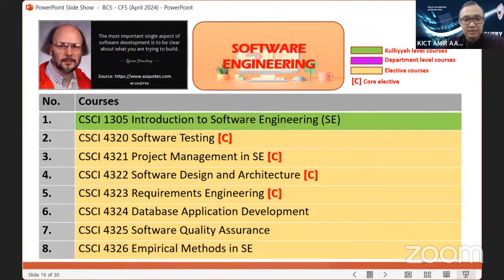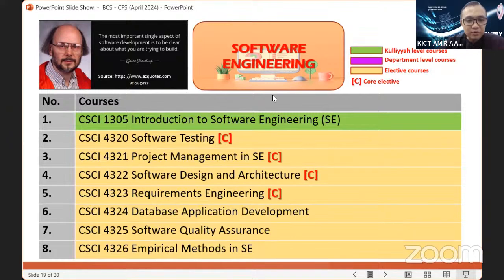The first one is software engineering. So in software engineering, you have to take, of course, introduction to software engineering in green color here. This is a kuliah level course. So every student at the kuliah of ICT will be taking this course. But in order for you to get software engineering concentration or specialization on your transcript, you need to take software testing 4320, then project management in software engineering 4321, software design and architecture 4322, and requirements engineering 4323.